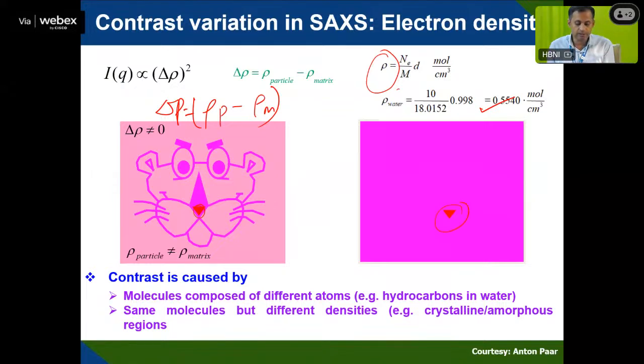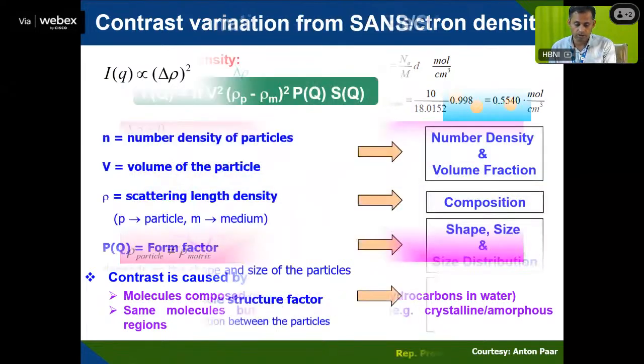Contrast is caused by molecules composed of different atoms, like hydrocarbons in water, where the Z value of that component's atoms is different from that of water. And the same molecule but with different densities, like crystalline and amorphous regions, can have a different contrast. By using this type of approach, you can find out information about the core-cell structures.